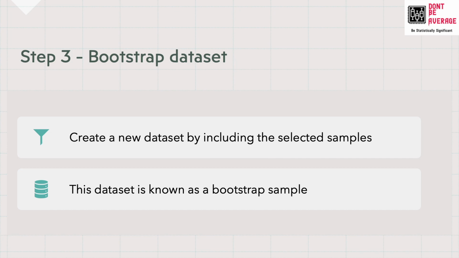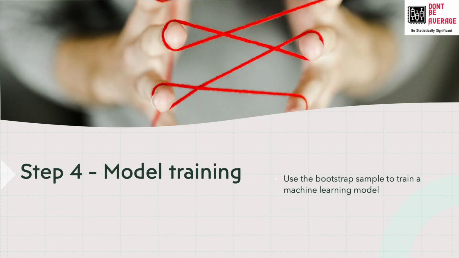Step 3 is Bootstrap dataset. Now we create a new dataset by including the selected samples which were selected in the last step. This new dataset is known as a Bootstrap sample. Step 4 is model training. In step 4, we use the Bootstrap sample to train a machine learning model.